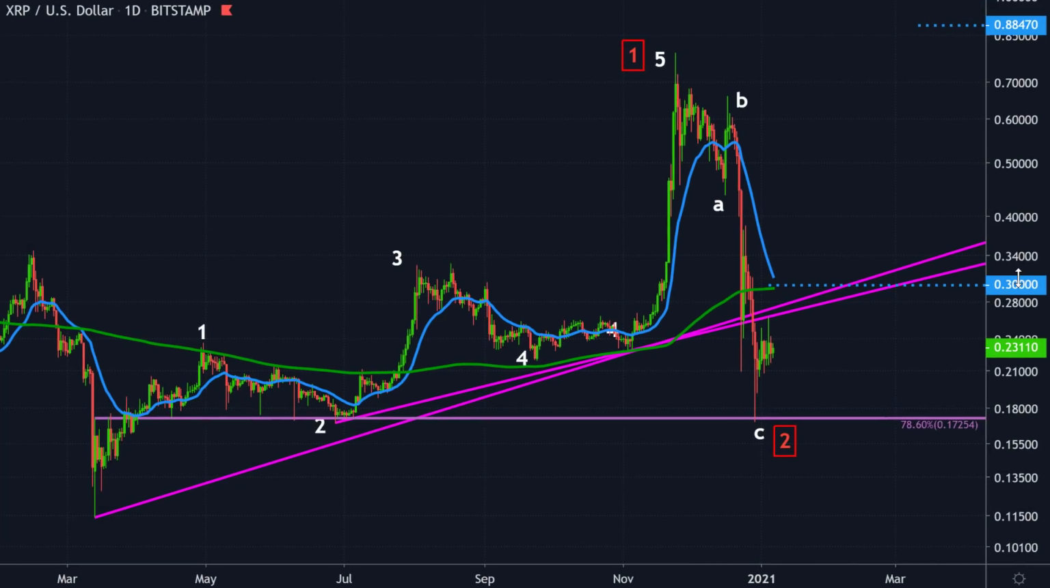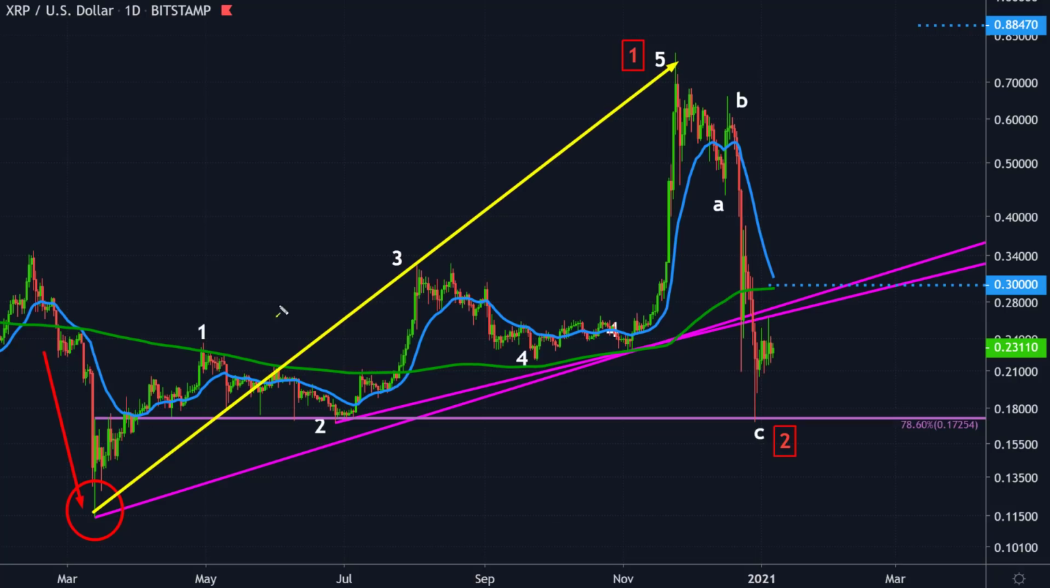This is the rally which started from the crash in March. That's the bottom in the month of March. And here's the rally since then. That rally from the March lows all the way to the summer highs, I beg your pardon, to the November highs was likely a 5-wave move. And there's our 5-wave structure.